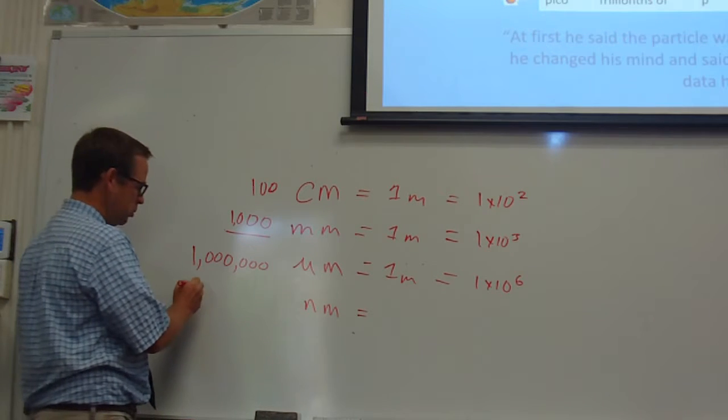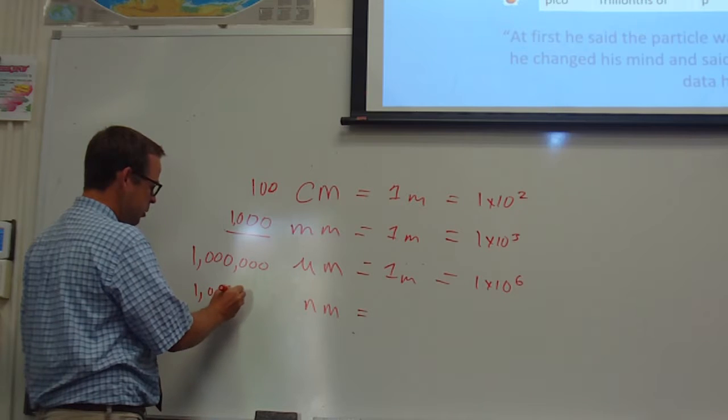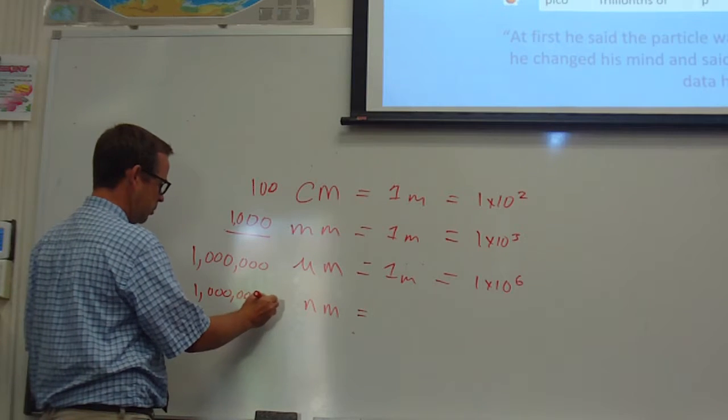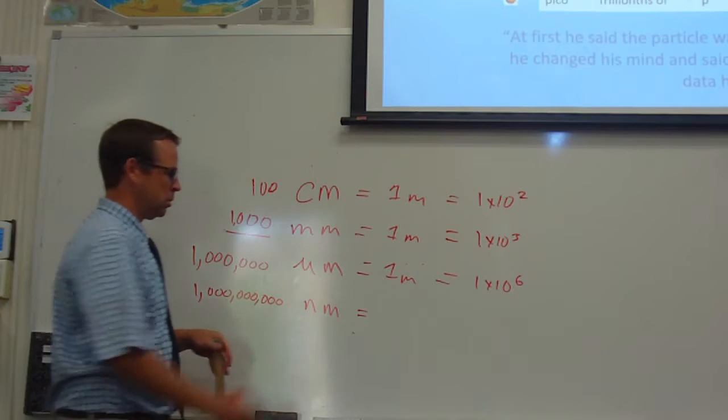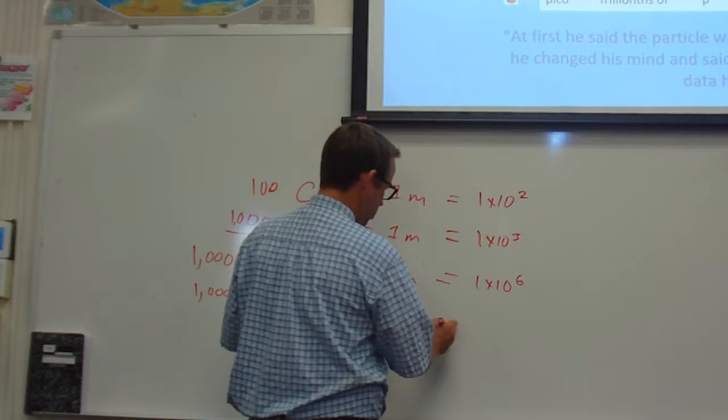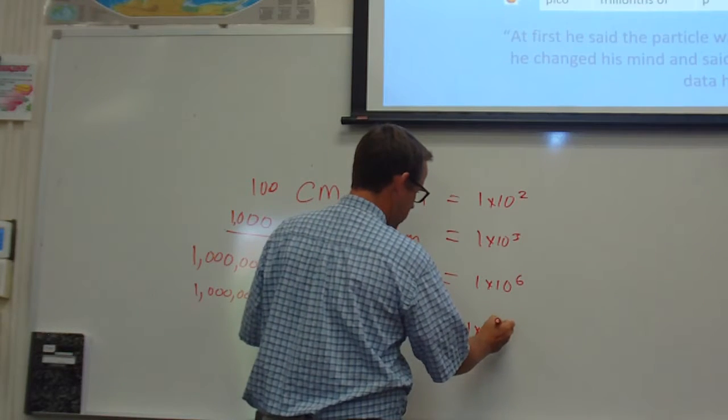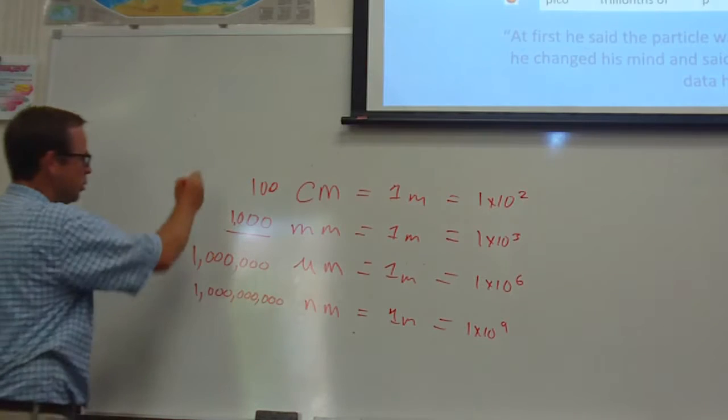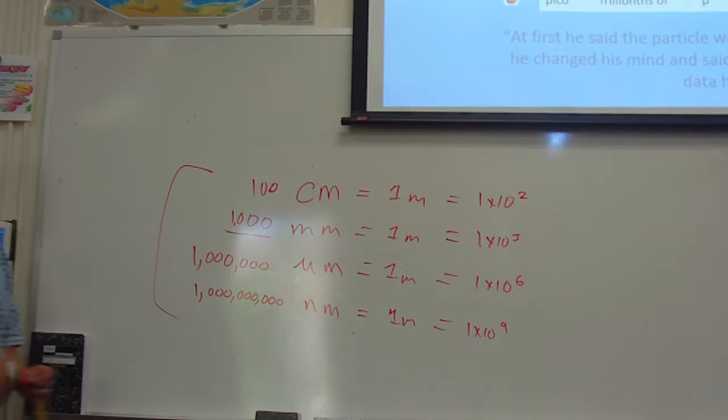But nano kind of is easy to remember because nano sounds like 9. And there's 9 zeros. 1 meter, 1 times 10 to the 9. So those are the ones that we need to learn how to become familiar with and use whenever. All right?